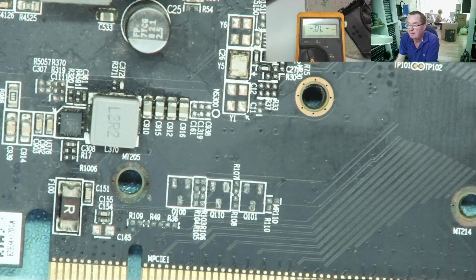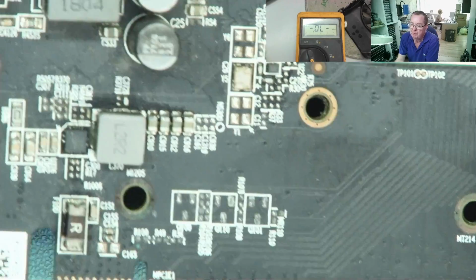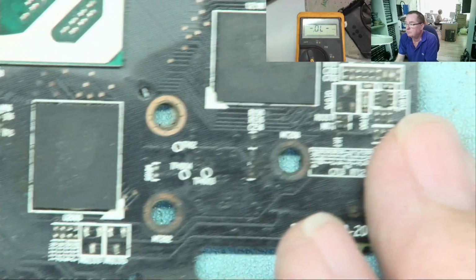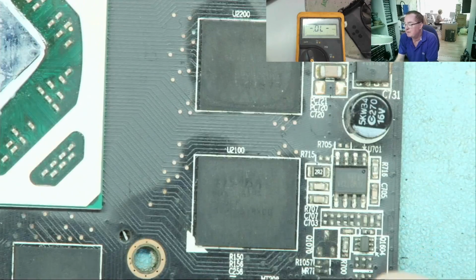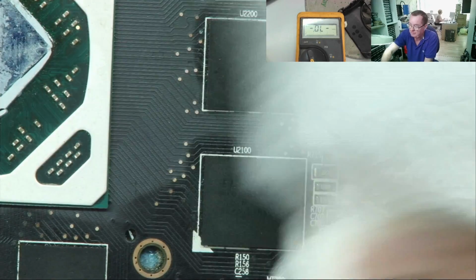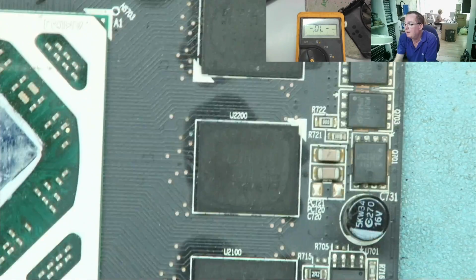Yeah, it's cleaned up a little bit now. You can see that sort of corrosion we were talking about. Let's look around this side. Again, this is the same sort of dirt on the board really, down here.